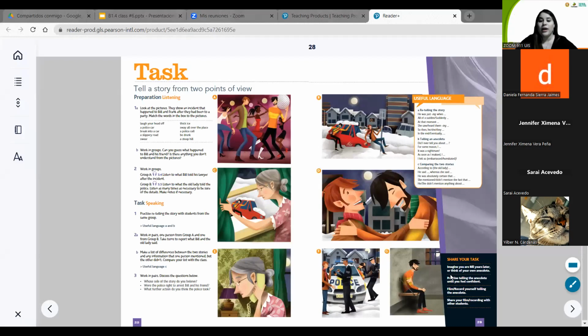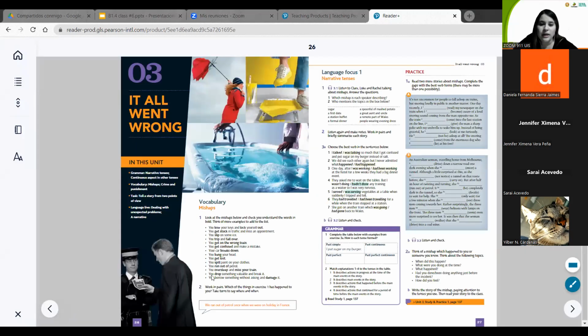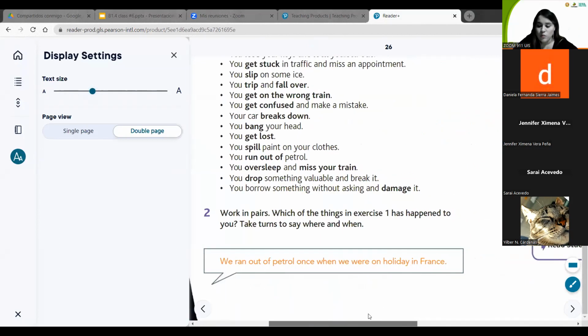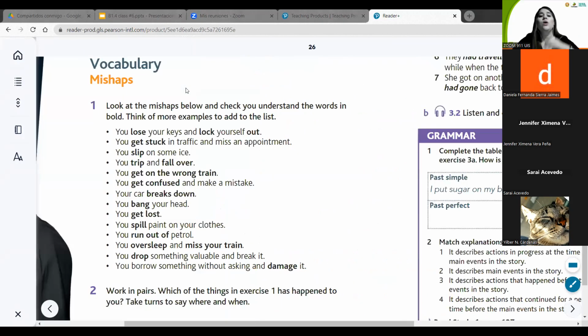Okay, so today we're going to be working on this exercise, which is pretty interesting. We are going to do a listening exercise and a speaking activity, but before we do this exercise, we are going back a little bit, and we're going to review this vocabulary about mishaps. This is actually from last night. Last night you studied this with teacher Marilyn. So we are going to look at the mishaps and we're going to review the meaning of the words in bold. The first one is you lose your keys and lock yourself out.